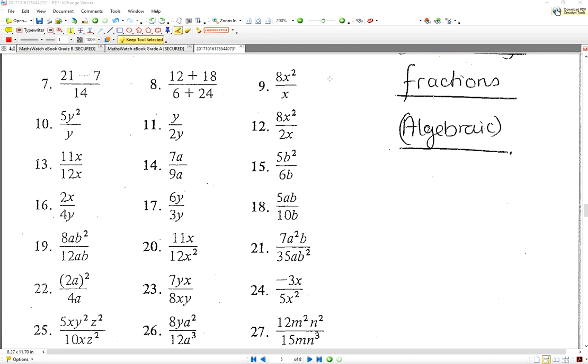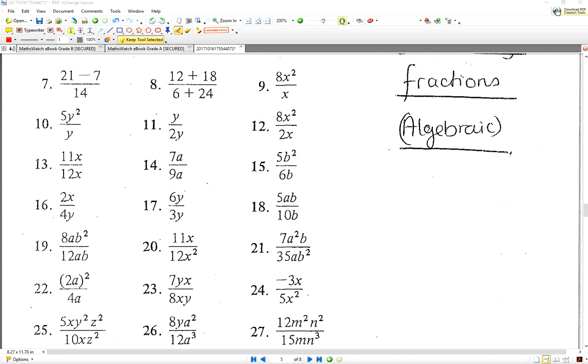Okay, welcome back, folks. We're looking at algebraic fractions. So we're going to be cancelling these fractions down using some of the skills that we have learned in the previous exercise about indices, and we'll be cancelling from the numerator to the denominator. Let's have a look how we can do this question.